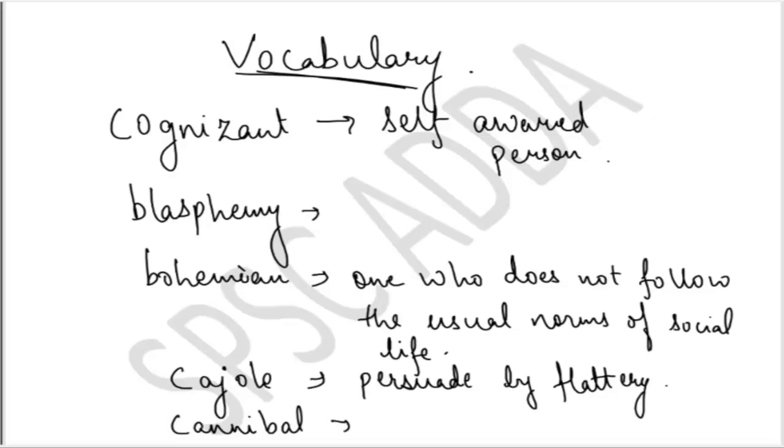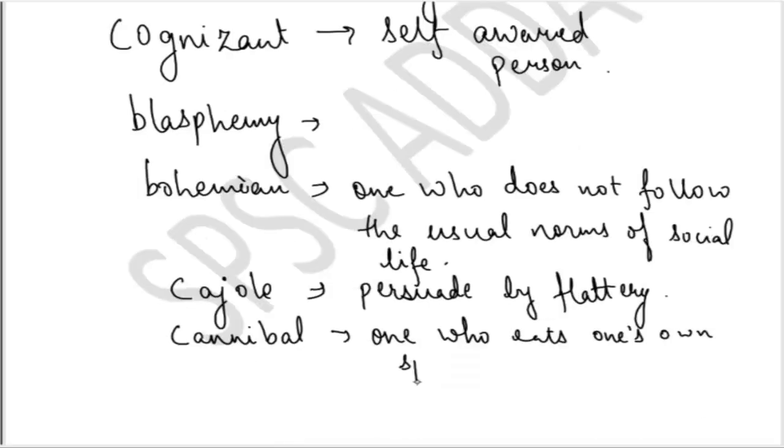What do you mean by the word cannibal? Those people who eat human flesh. The cannibal, one who eats one's own species. It's not only about human flesh. Whatever species the living being belongs to, he or she is eating own species only, then that is called cannibal. Is there any doubt in any of the five words?